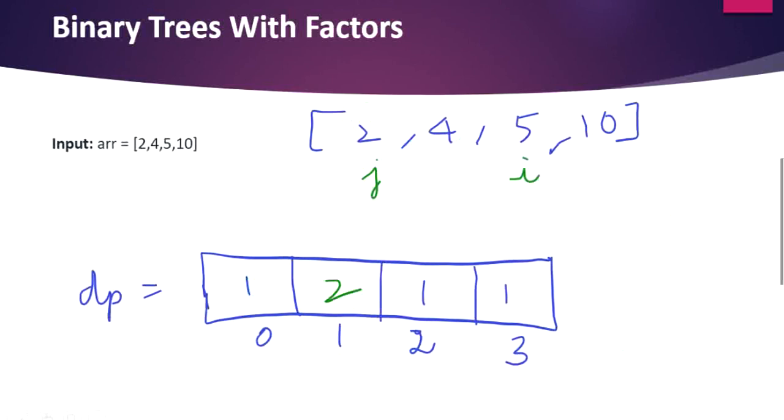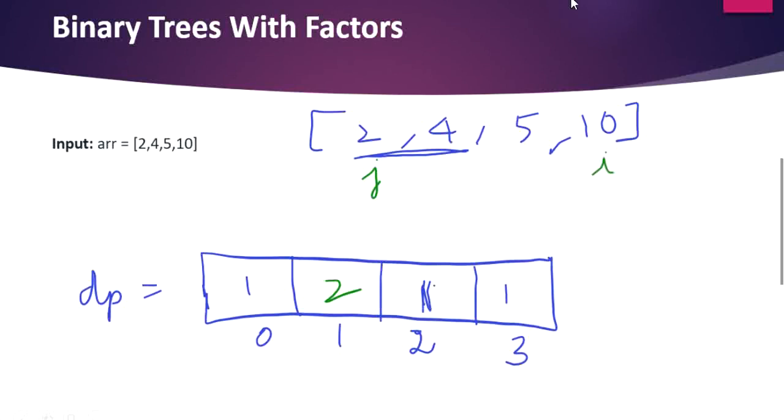Now that we have updated the number of trees that can be formed using value 4, moving our pointer i to 5. So 5 is a prime number. It should have 1 in the array, but the array doesn't have 1, and also the numbers less than 5 given in the array are not factors of 5. So in this case, you can form only one binary tree by using 5. So still we are having the value 1 in the place of 5, and moving our pointer i to 10.